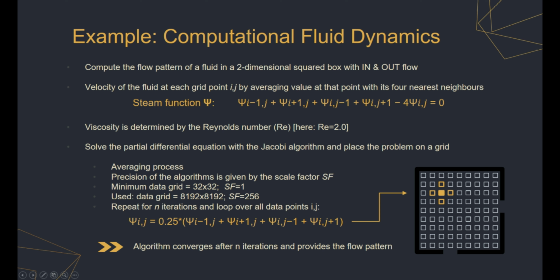We can only approximate the solution by solving the partial differential equation with the Jacobi algorithm. It calculates the psi for each grid point in an iterative process, meaning that the iteration will use a relatively high amount of computation time. The precision of the algorithm is determined by the scale factor, and our smallest problem size is a 32 by 32 matrix. Here we focus on a scale factor of 256. In the end, after n iterations, the algorithm converges and provides us with the flow pattern.